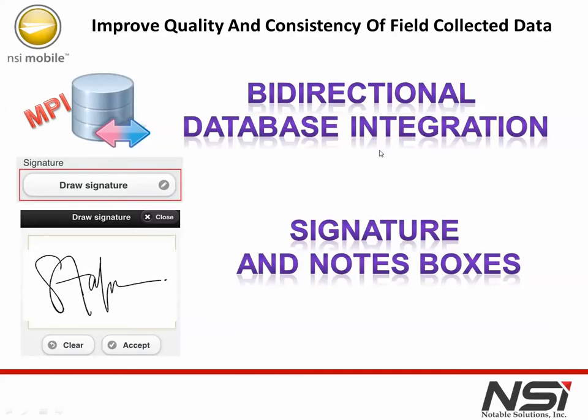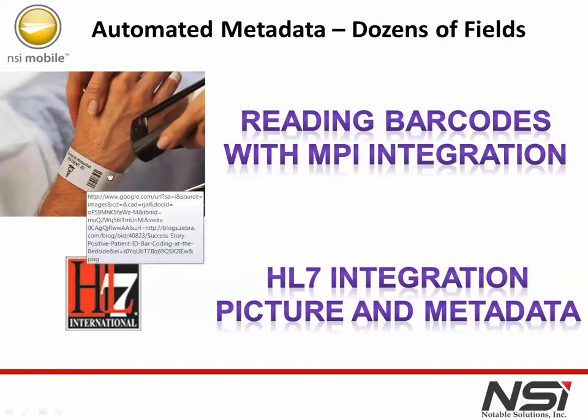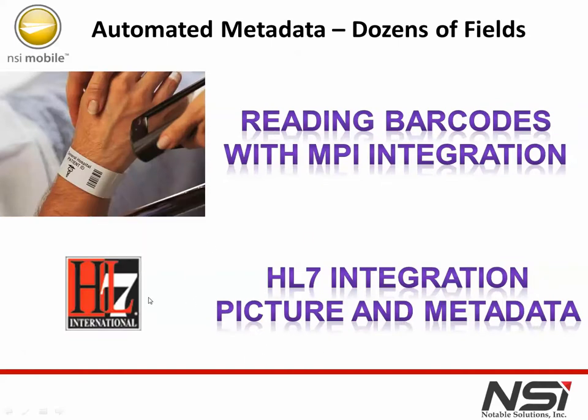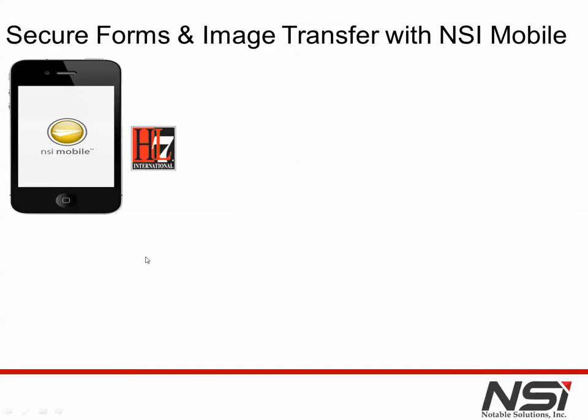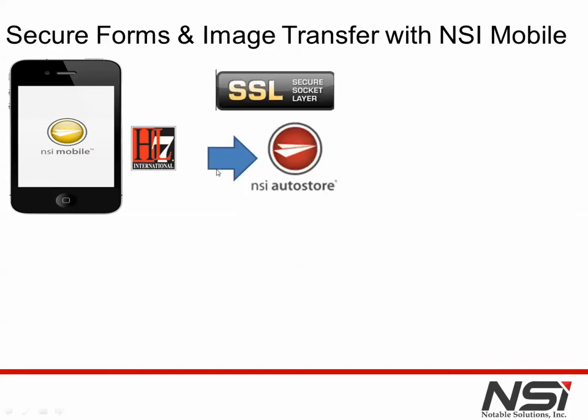This can use a bidirectional database integration, so we can not just write to a database, but we could also pull from a database. That'd be more at the hospital level, keying in on the master patient index. We're able to gather signatures and read barcodes, and then package it up as an HL7 file and route the information. So when documents and images are sent over, it's sent over via secure socket layer encryption.